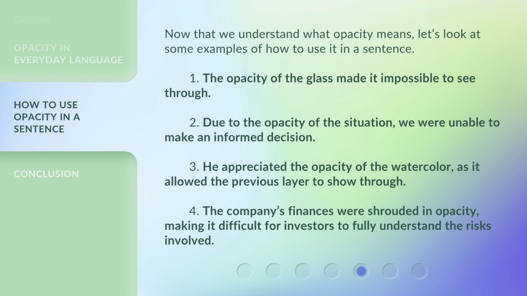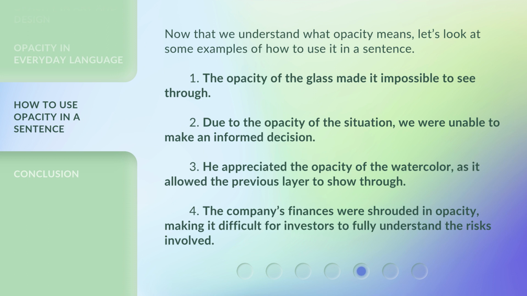Now that we understand what opacity means, let's look at some examples of how to use it in a sentence. 1. The opacity of the glass made it impossible to see through. 2. Due to the opacity of the situation, we were unable to make an informed decision. 3. He appreciated the opacity of the watercolor, as it allowed the previous layer to show through.